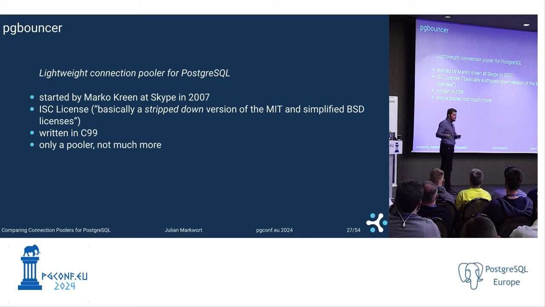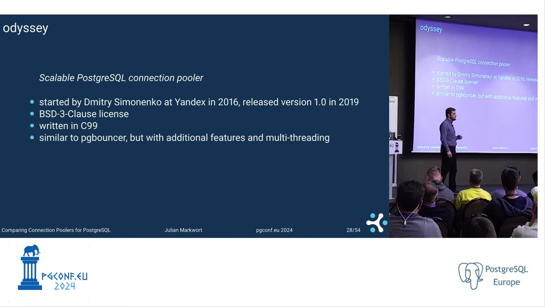So at Skype, they were thinking, we put these functions in different utilities. That's probably a good thing. There is also PGQ, which came out of Skype from the same era. And so this is where we have pgbouncer, and it's released under the ISC license, which is something I've never heard before, and that's apparently basically a stripped-down version of the MIT license and a simplified BSD license. It's written in C99, and it is only a pooler, really, not much more. That makes configuration a whole lot simpler compared to pgpool-II.